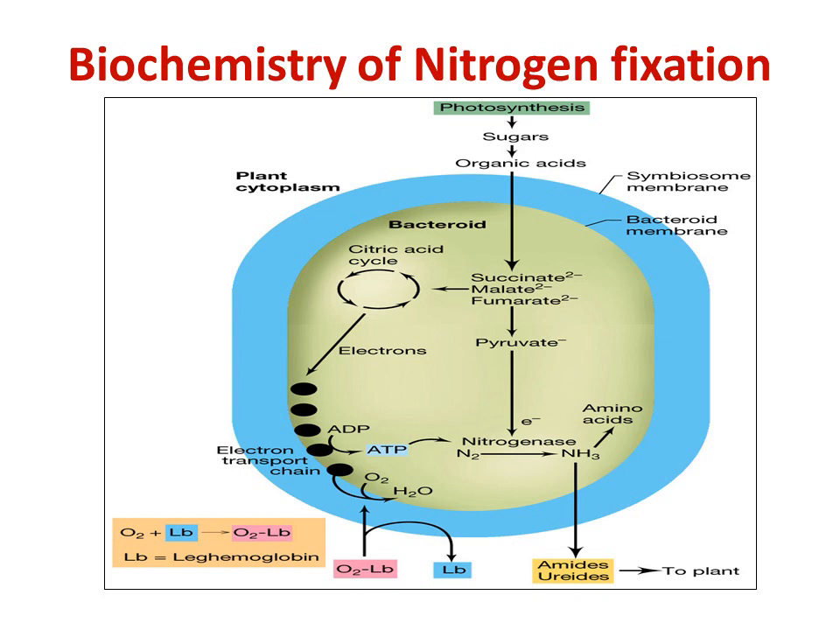Leghemoglobin is a protein which is synthesized only when there is an interaction or a symbiosis between the rhizobium and the leguminous plants. Leguminous plants alone or rhizobium alone cannot synthesize it independently. Only when they are associated together does leghemoglobin production happen.